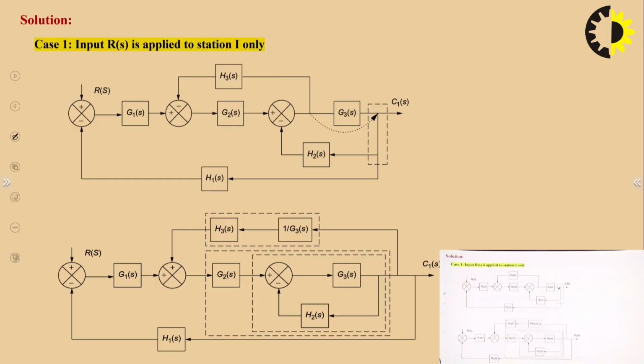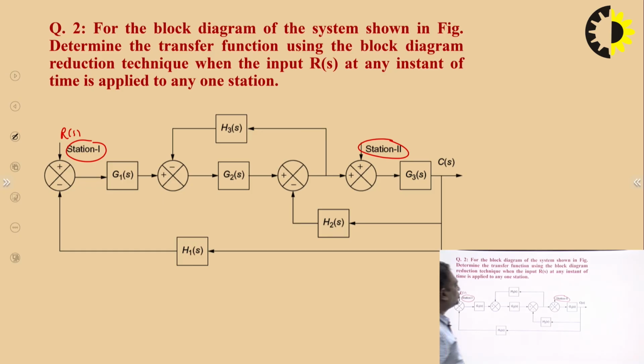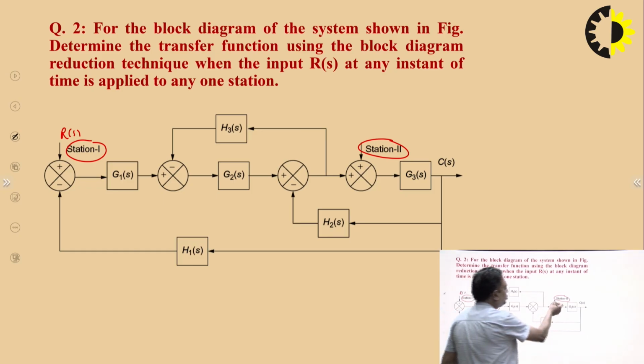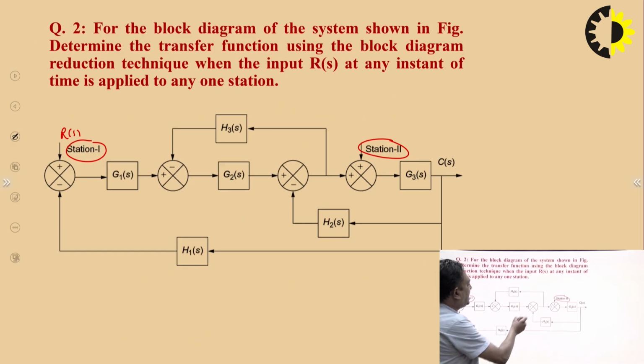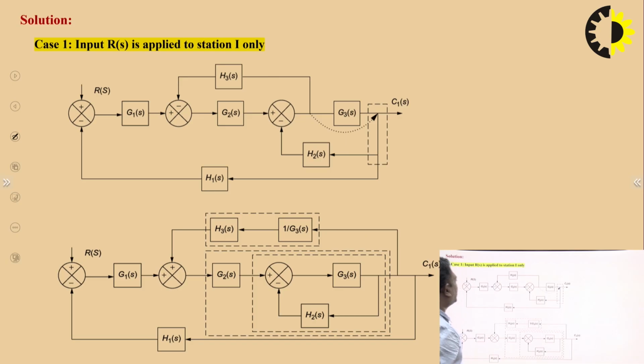first case, input R(s) is applied to station 1 only. Okay. So in this case, you can see here, station 2 is not there. So what is the role of this summing point? The role of this summing point is to add some signal over here. But if this signal is not there, then there is no use of this summing point. So we can eliminate it. Okay. So that is why you can see here it is eliminated in this diagram. Okay. So we are applying input R(s) to station 1 only, and this is the same block diagram.